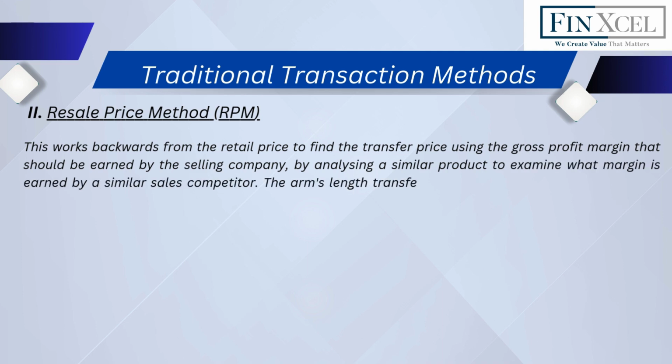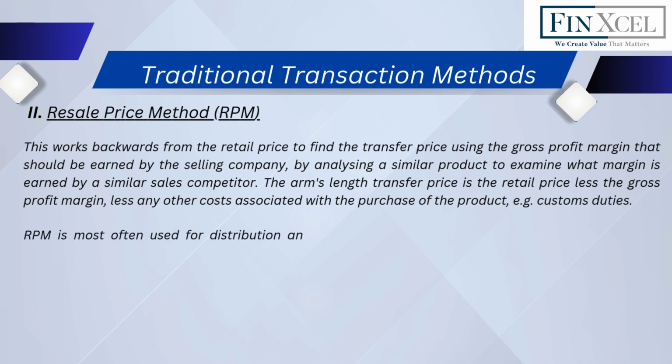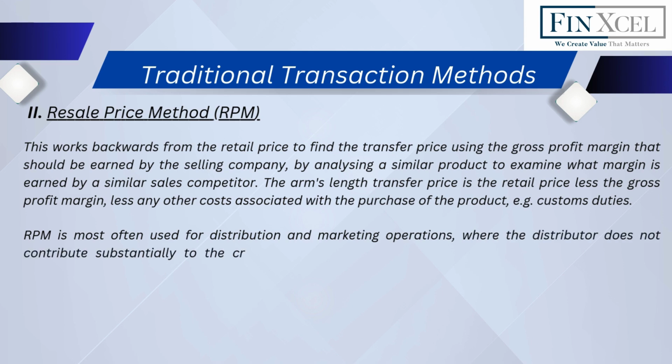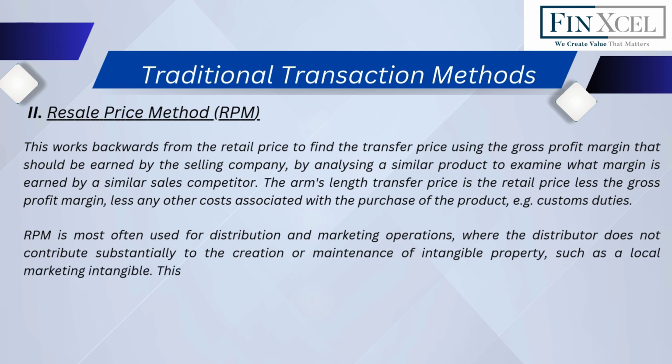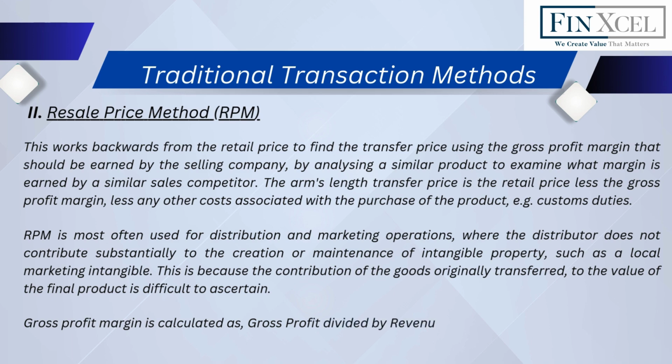The arm's length transfer price is the retail price less the gross profit margin, less any other costs associated with the purchase of the product, for example customs duties. RPM is most often used for distribution and marketing operations, where the distributor does not contribute substantially to the creation or maintenance of intangible property, such as a local marketing intangible. This is because the contribution of the goods originally transferred to the value of the final product is difficult to ascertain. Gross profit margin is calculated as gross profit divided by revenue.